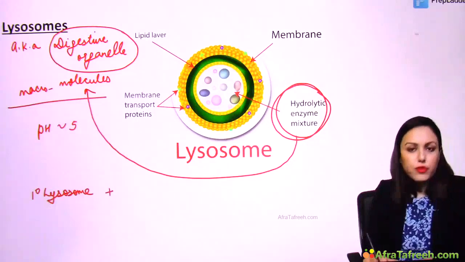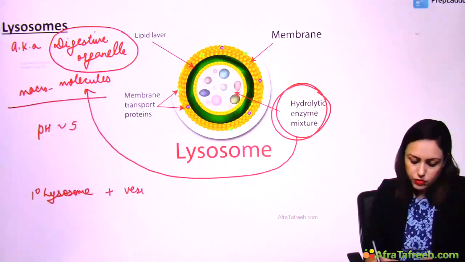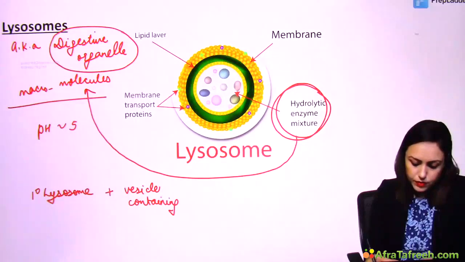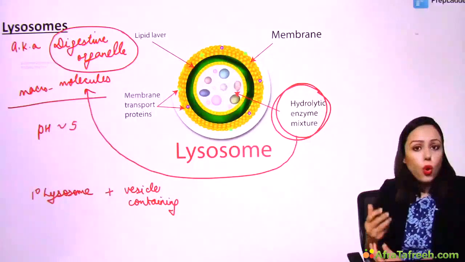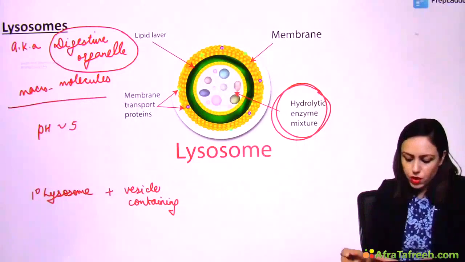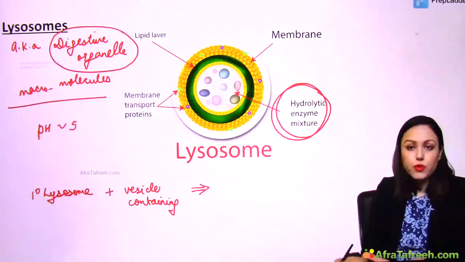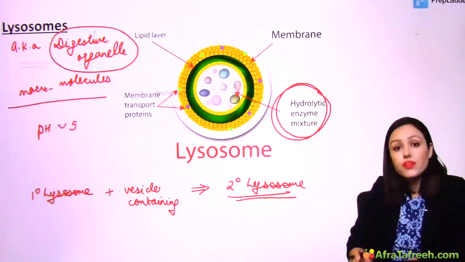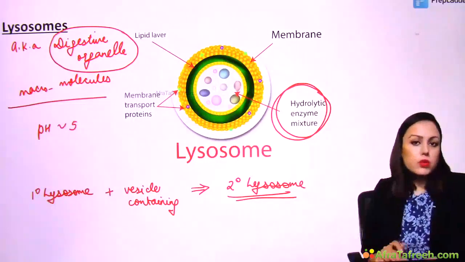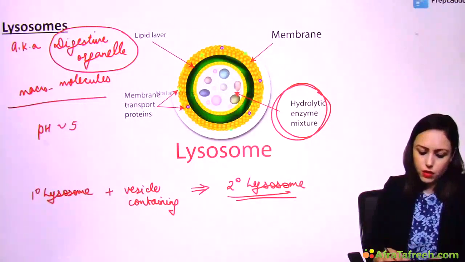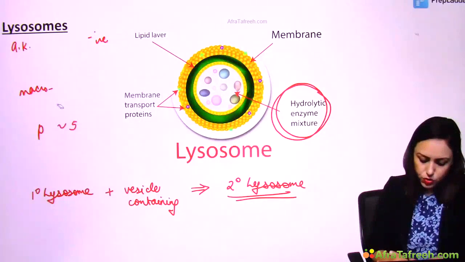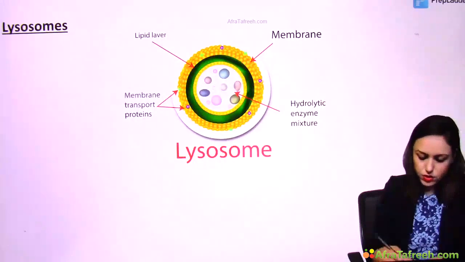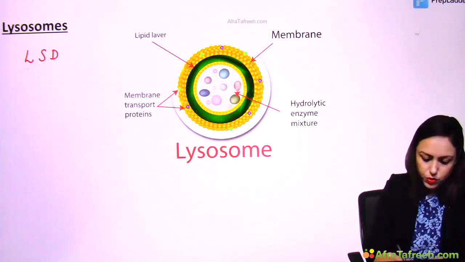It will get fused with the vesicle containing the macromolecule, or one containing some microbe. Then these two fuse to make a secondary lysosome, where the enzymes of the lysosome will digest the toxic material. Now, the diseases in lysosomes are known as lysosomal storage diseases.